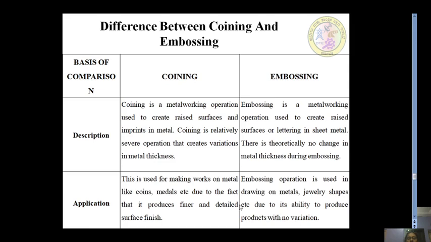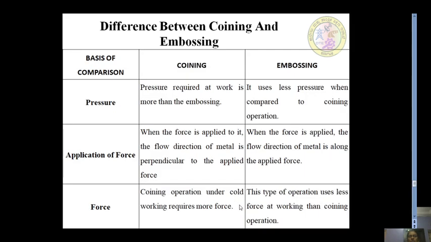Coining is a metalworking operation used to create raised surfaces and imprints in metal. Coining is a relatively severe operation that creates variations, whereas embossing is a metalworking operation used to create raised surface or lettering in sheet metal. Theoretically, there is no change in metal thickness during embossing. Coining is used for making works on metal like coins, medals, due to the fact that it produces finer and detailed surface finish. Embossing is used in drawing on metals, jewelry shapes, etc. due to its ability to produce products with no variations.